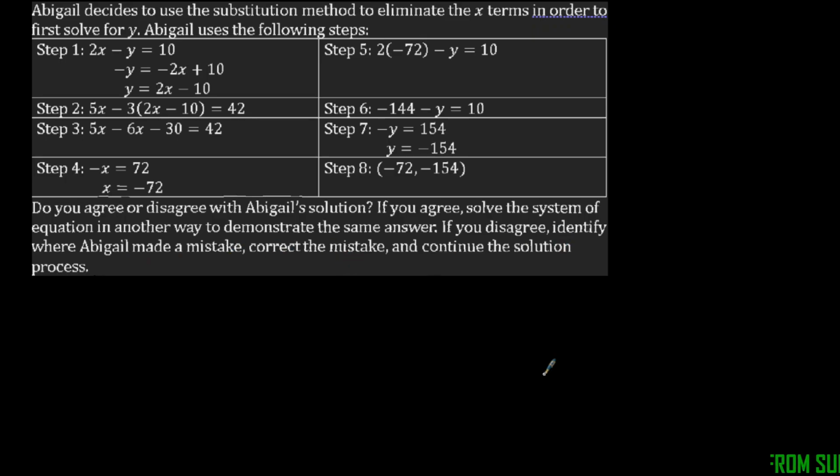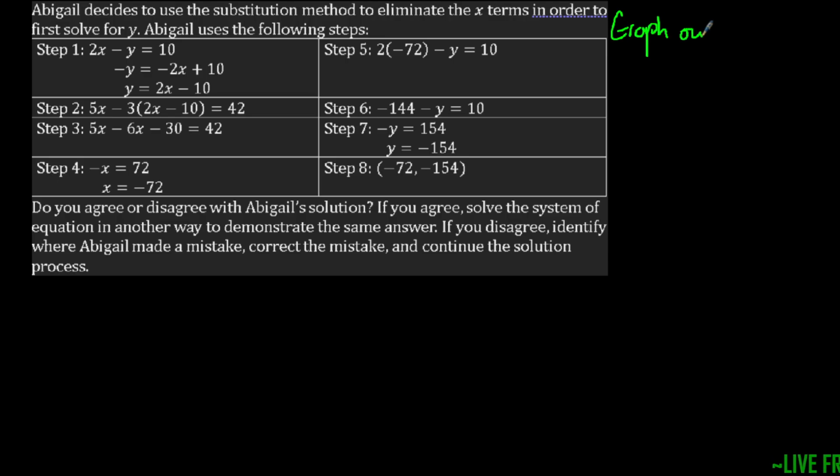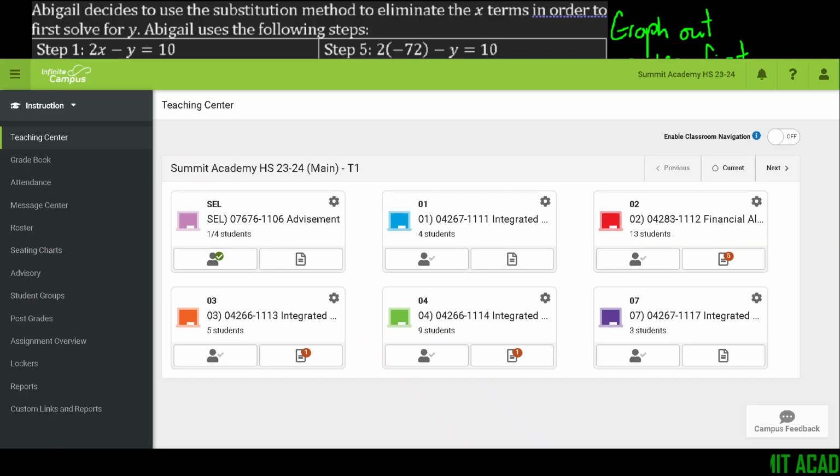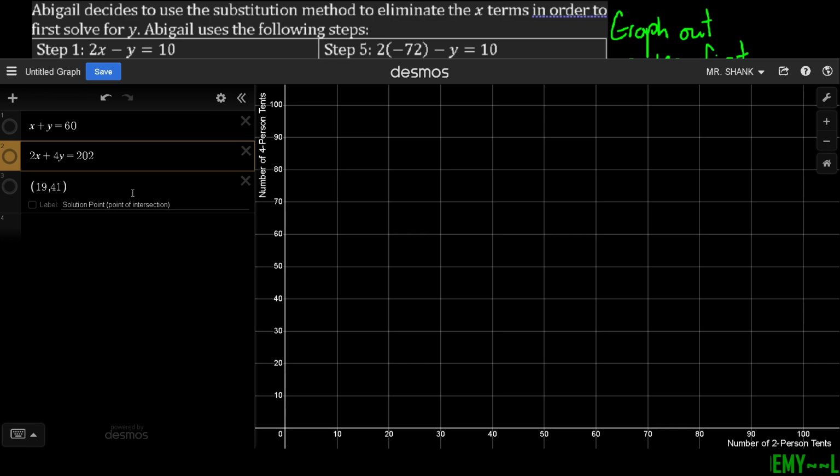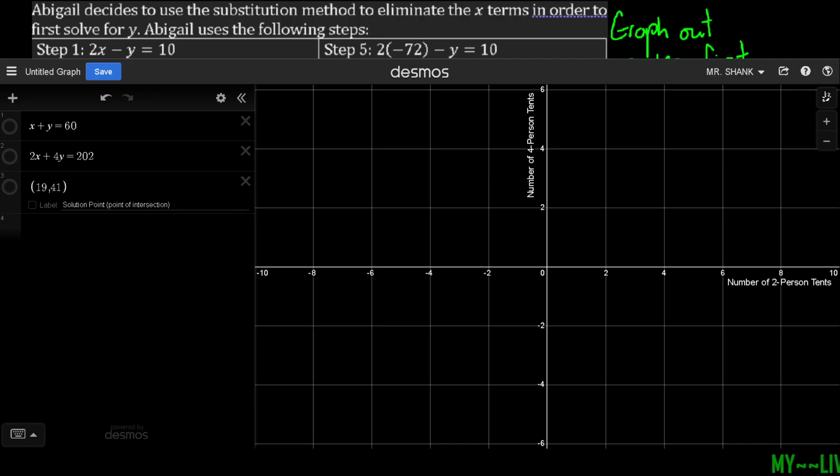So let's see what we look like. What I would suggest doing is graphing out the system first, because that way we can get our answer and check to see if this answer is correct or not. So let's pull up our Desmos calculator. Let me hit that home button and clear some of these out.